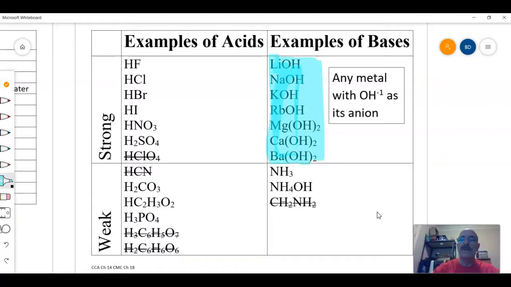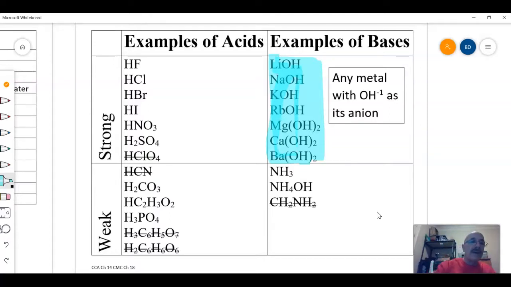You really don't need to memorize those. You should already know how to say those and how to write them. Anything in group 1, lithium, sodium, potassium, hydroxides. Only half of them hydroxide. Anything in group 2, magnesium, calcium, and barium, hydroxides have 2 hydroxides. So I can give you the word, you write the formula. I give you the formula, you write the word.